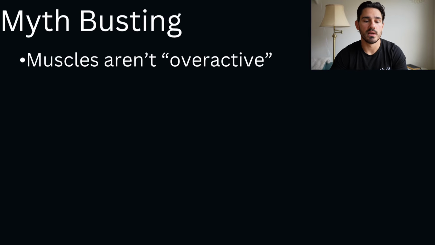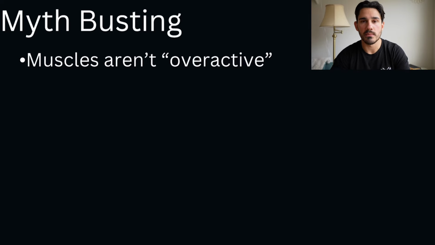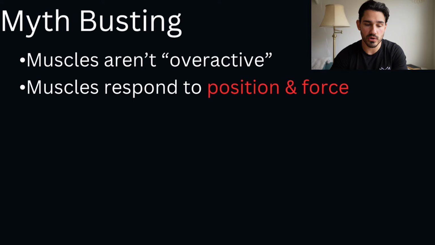First things first. Muscles aren't overactive or underactive. This is something that people commonly must understand, but contraction is not really something that we consciously create with our brain. Sure, we can consciously tell ourselves, hey, I want to squeeze this muscle really hard, but in the context of weight room training, contraction is merely a response to joint position and force.